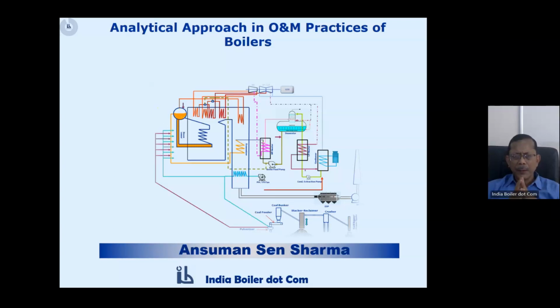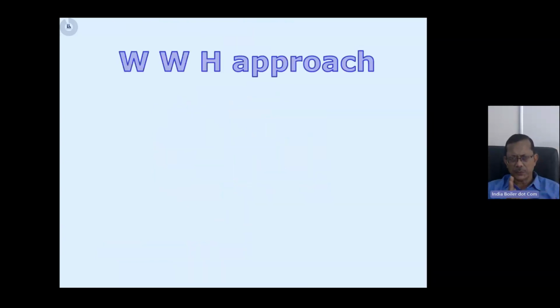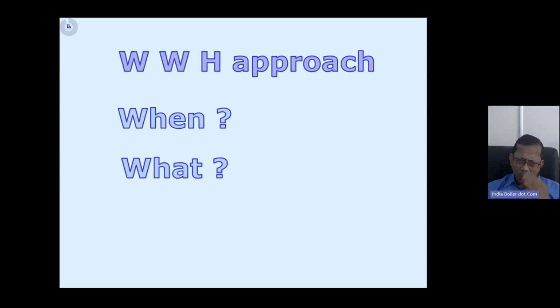Now, most often I have seen that many of us who are in the O&M practices of boiler take the approach of this WWH. Now, what is WWH approach? That in any action that you take in your operation and maintenance, whether you are in operation, whether you are in maintenance practices, any action that you take, you are about these three areas. First is when to take that action. Second is what actions to be taken. And third is how to carry out that, right?